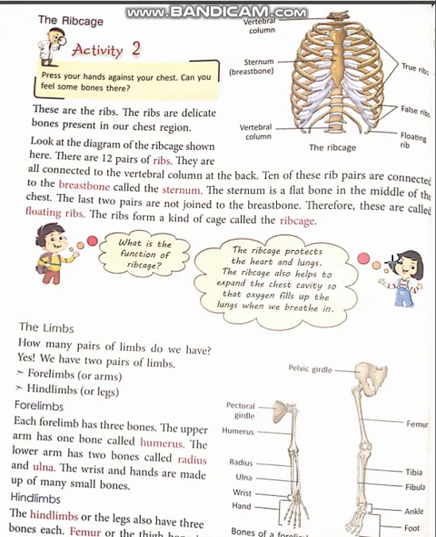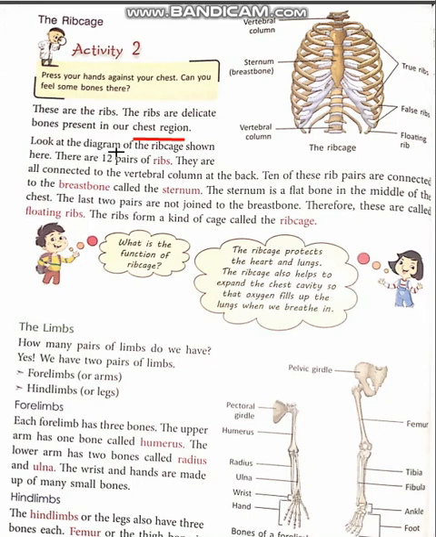Ribs are the delicate bones present in our chest region. If you want to feel the presence of the bones in the chest region, you have to press your hand at the place. Okay, these are the delicate bones present in the chest region. So this is their location.